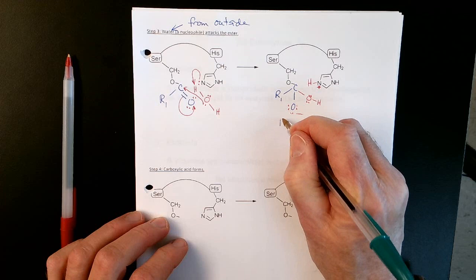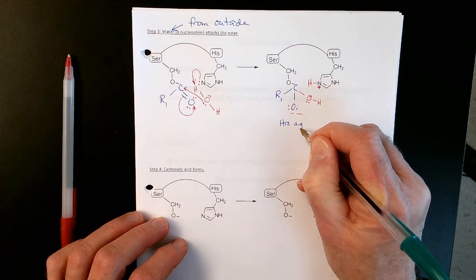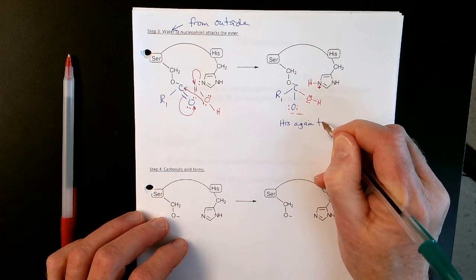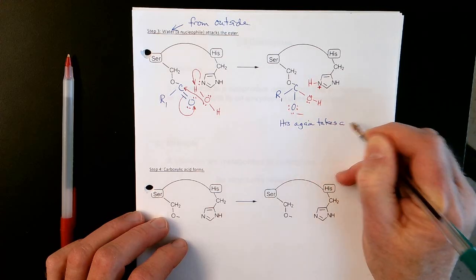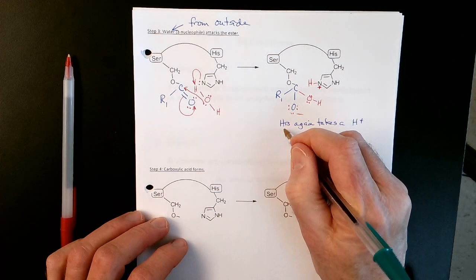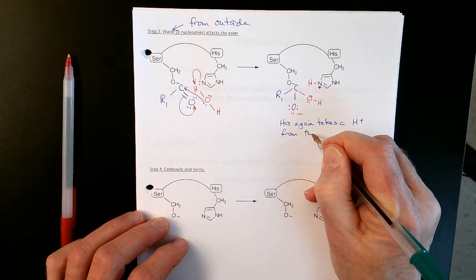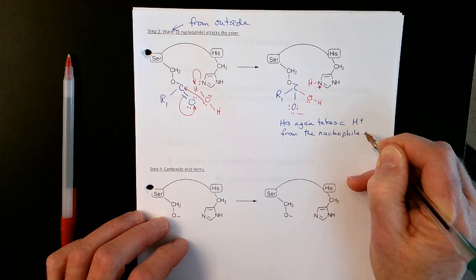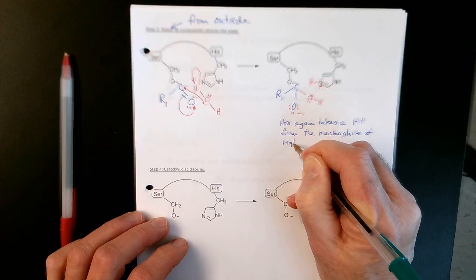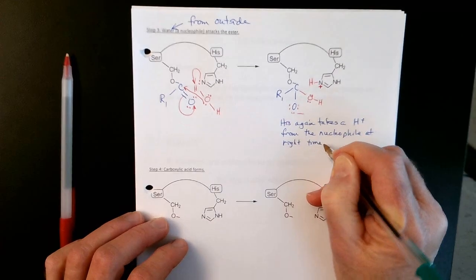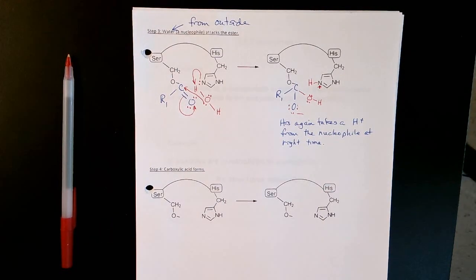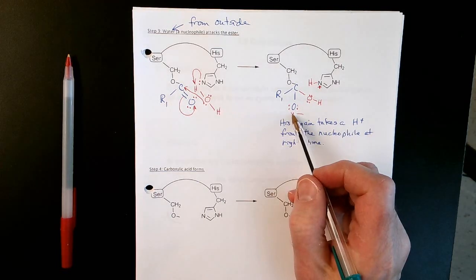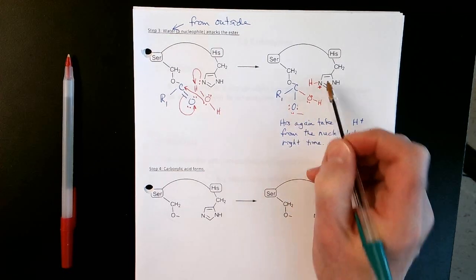So the story here is that histidine again takes an H plus from the nucleophile at the right time, and of course it's in the right place. The enzyme is holding it in the right place. So there's your intermediate. Two charges, one on oxygen, one on nitrogen.